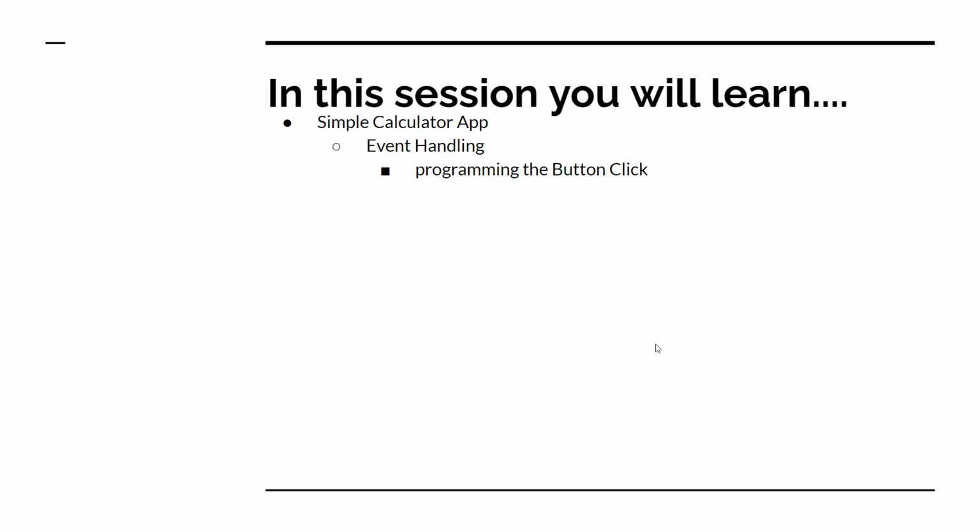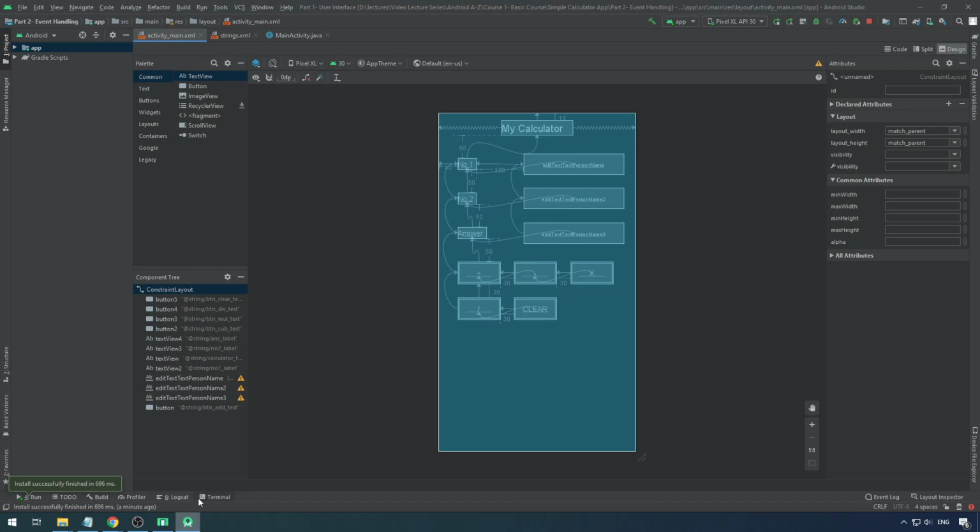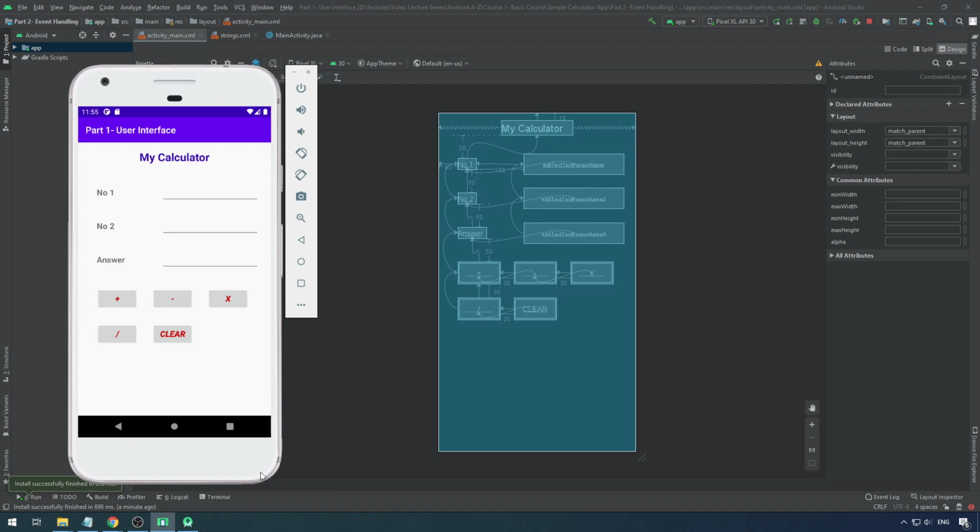In this app, we'll be adding the event handling for the previous app developed, right? And we'll be working on programming the button click. As usual, it's going to be practical demonstrations. So this is the project we have done in the previous lesson. So we have done up to this point.